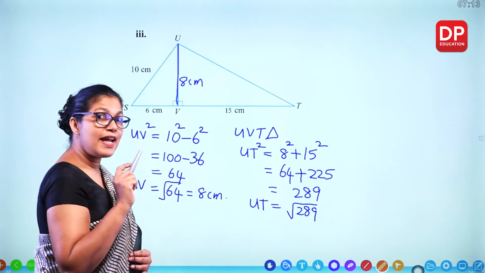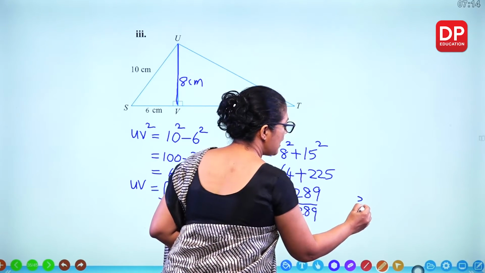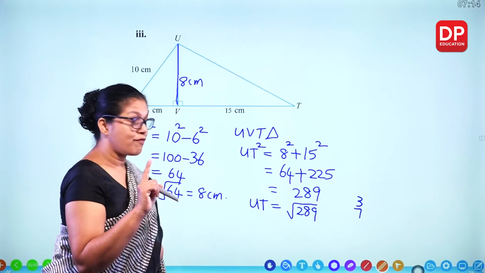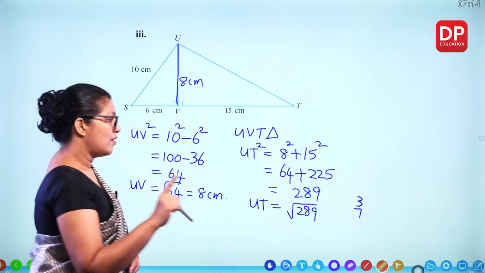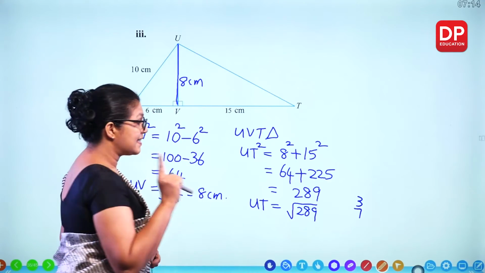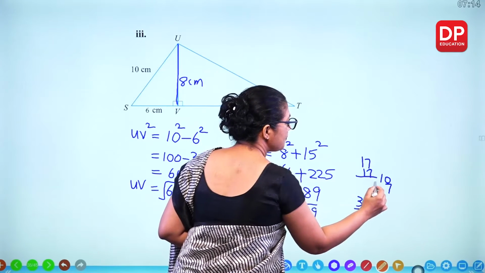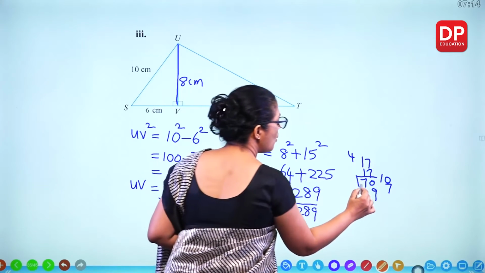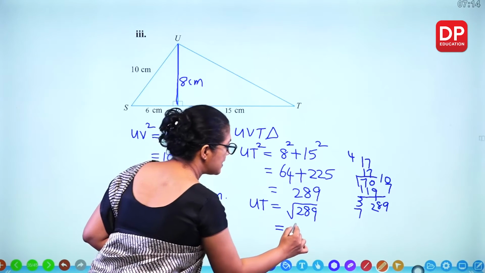Square root of 289. So the last digit is 9, so you can get either 3 or 7. But we know the square of 15 is 225. So if you take 13, it's less. So this should be 17. We'll check. 17 times 17. 7 times 7, 49. 7 times 1, 7 plus 4, 11. So you get 289. So the square root value is 17.